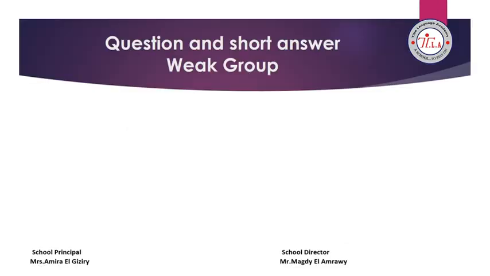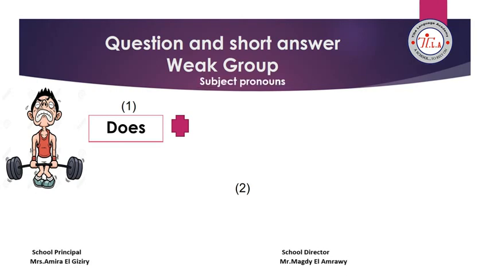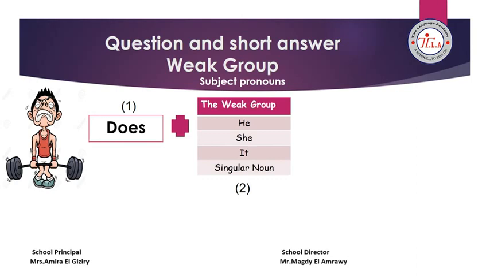Let's revise, Junior 2, the question and the short answer in the weak group. Number one, start with does. Number two, use one of the subject pronouns from the weak group, like he, she, it, or a singular noun. Number three, use the verb infinitive. And at the end, don't forget the question mark. So number one, does. Number two, one from the weak group. Number three, the verb infinitive. And at the end, the question mark.